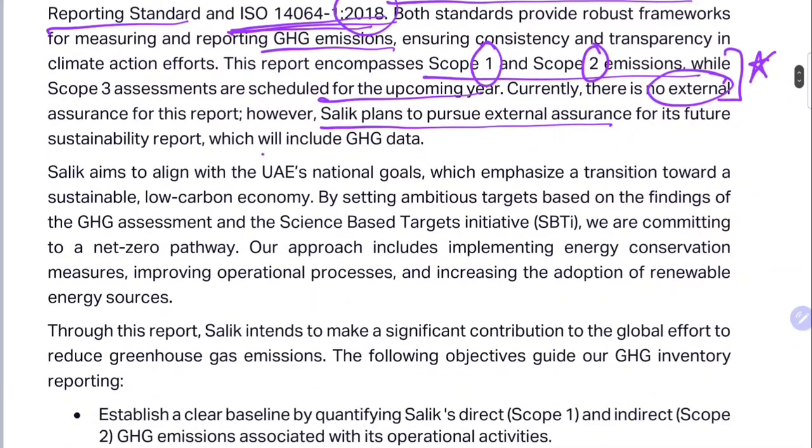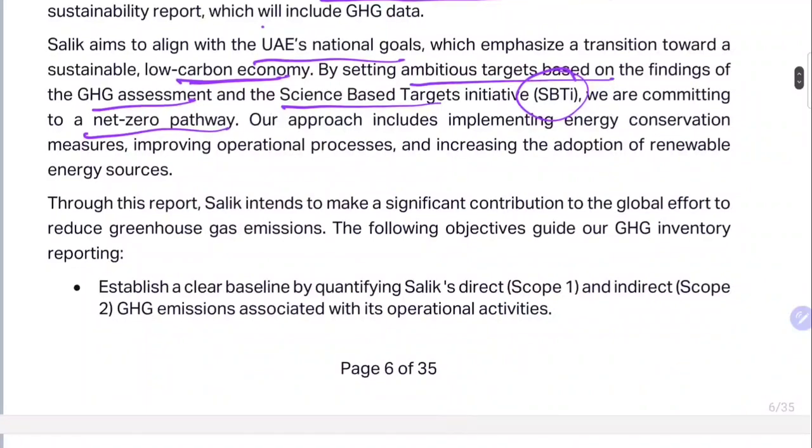So what is the aim of the company? To align with the UAE's national goals, which emphasize the transition toward a sustainable low carbon economy, by setting ambitious targets based on the findings of the GHG assessment which was conducted, and SBTi also. So we are committing towards a net zero pathway. That's the commitment from the organization. What does the approach include? Implementing energy conservation measures, operational process improvement, and increasing the adoption of renewable energy sources.